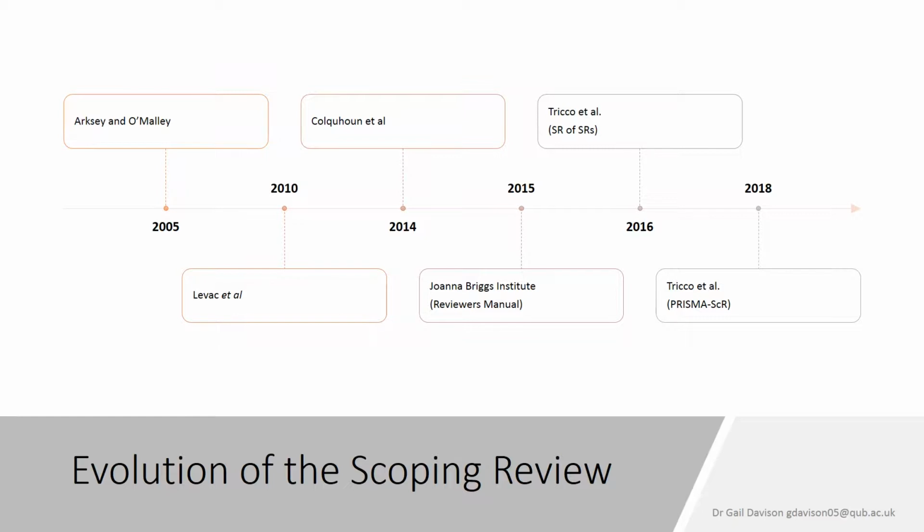Arksey and O'Malley published a paper in 2005, but other researchers and scholars have come along and said that we needed a wee bit more detail because those who were reading scoping reviews weren't sure what this really meant. Other publications that you may like to look at would be Levac, Colquhoun and the Joanna Briggs Institute Reviewer's Manual. For the purposes of this presentation, I would like to concentrate on the first 3 publications that I've stated.